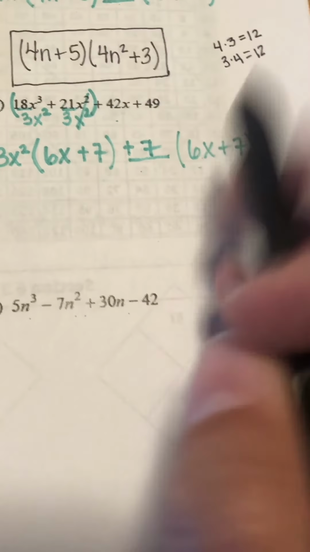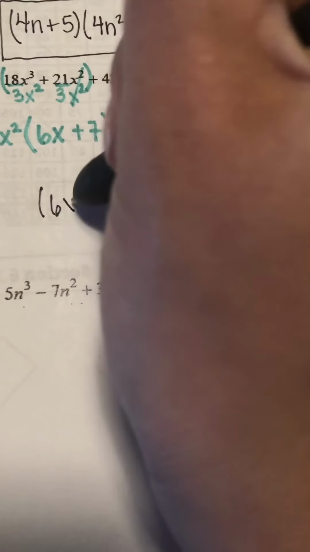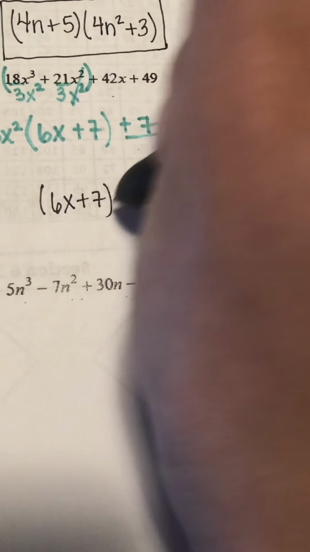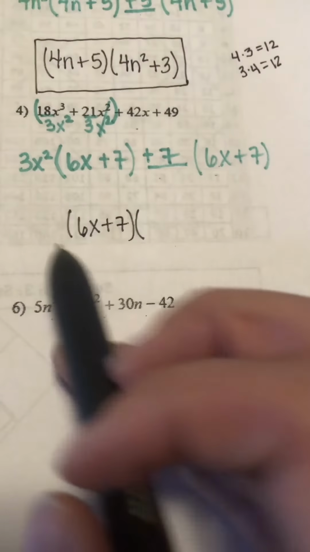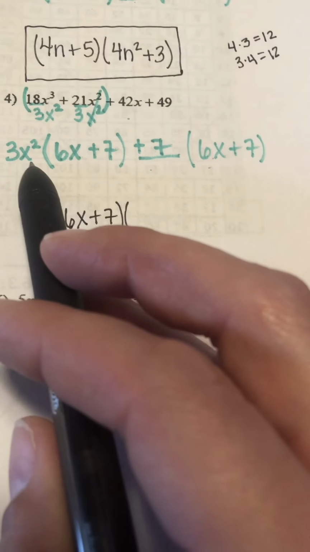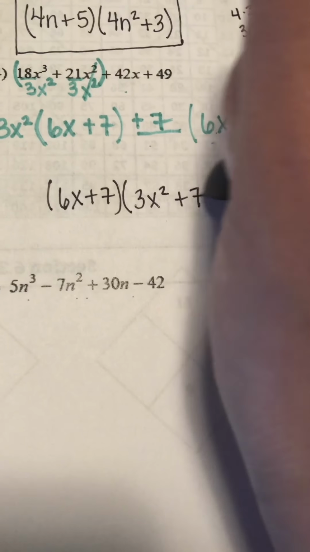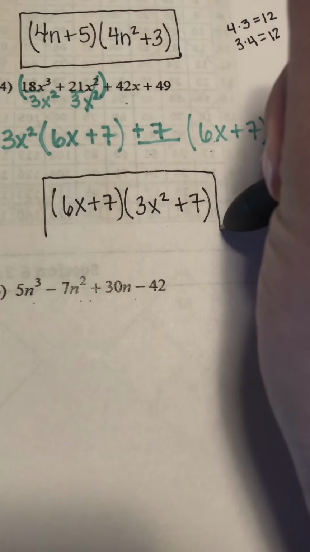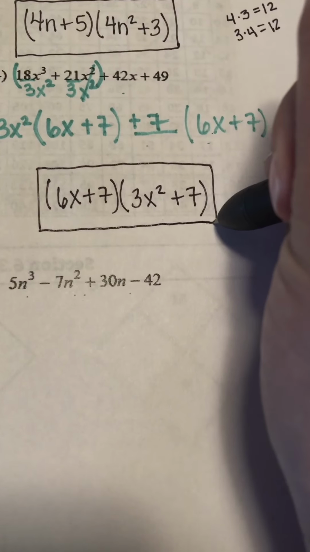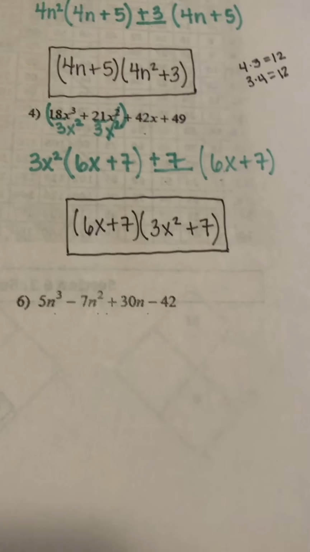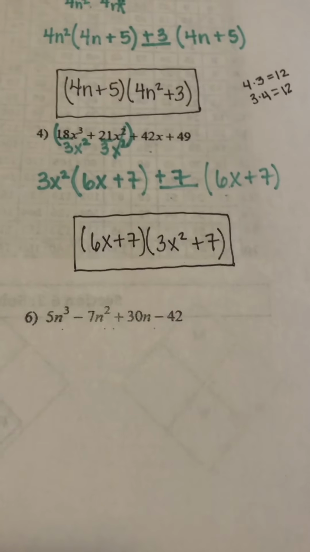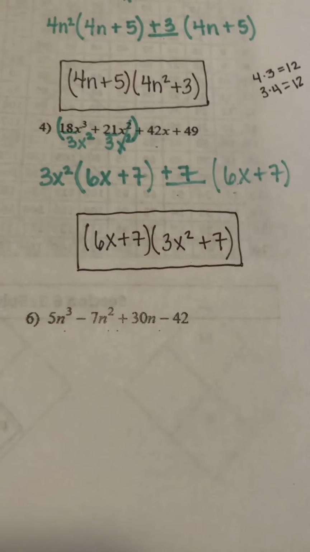So now you have all the parts, you're ready to write your answer. So since we have 2 of these, I'm going to write one of them. And then I'm going to put these 2 outside pieces together. So 3x squared plus 7. And that is factoring by grouping. So this works whenever all of the pieces don't have something in common.